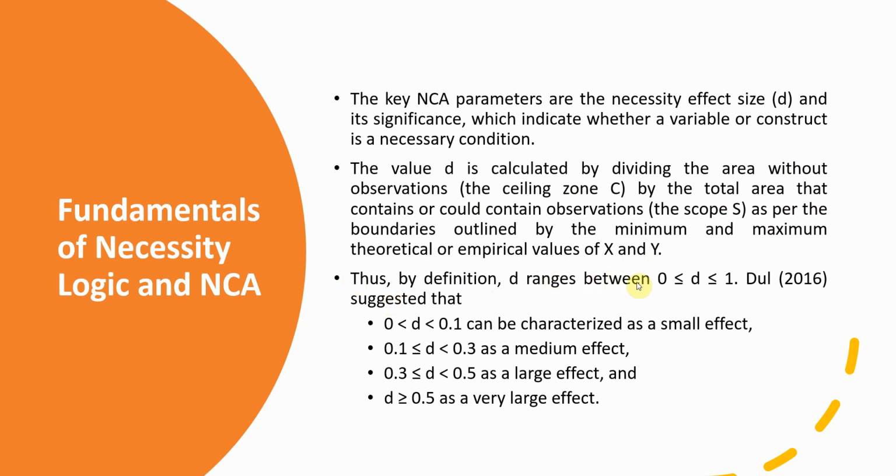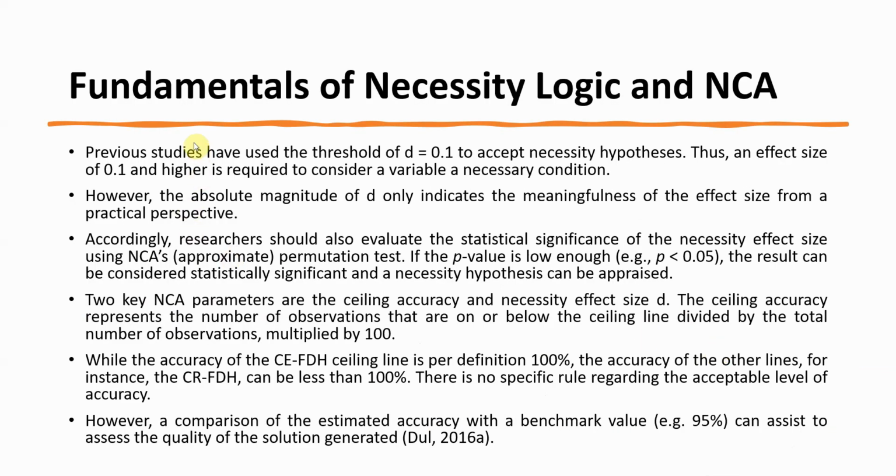Thus, by definition, D ranges from 0 to 1, where a higher value means a larger effect and a low value means a low effect. So something between 0 and 0.1 is a small effect, 0.1 to 0.3 medium, 0.3 to 0.5 large effect, and over 0.5 is a very large effect. Previous studies have used the threshold of 0.1 to accept the necessity hypothesis. Thus, an effect size of 0.1 and higher is required to consider a variable a necessary condition.